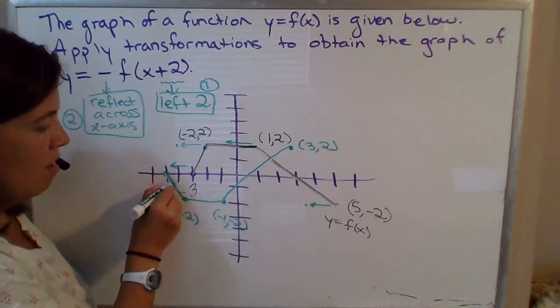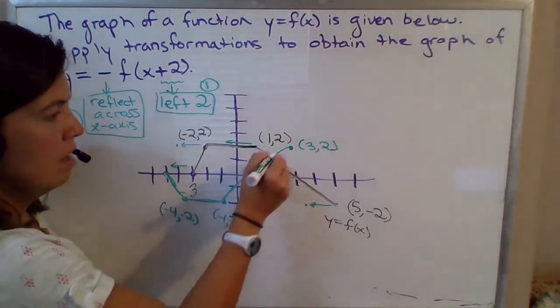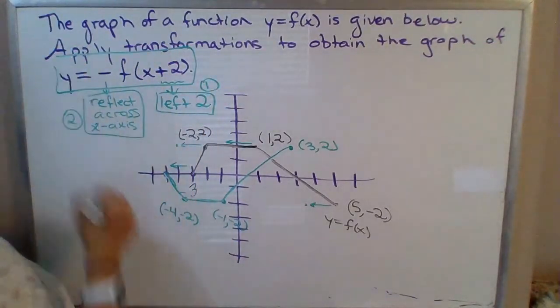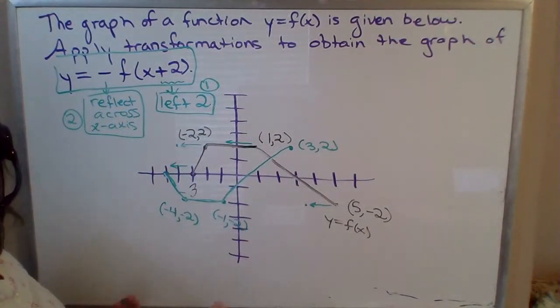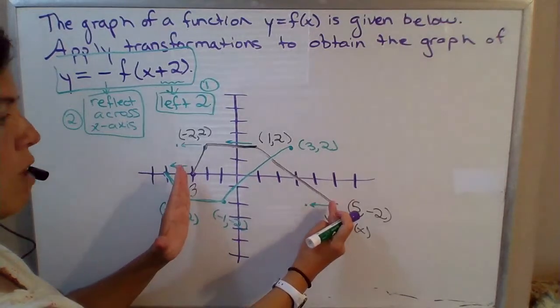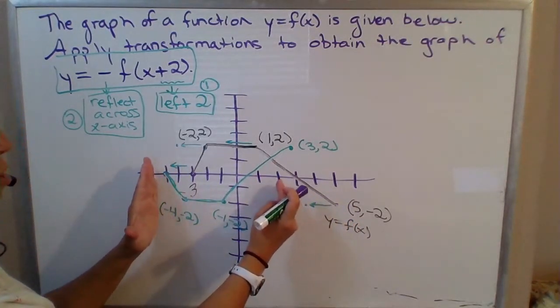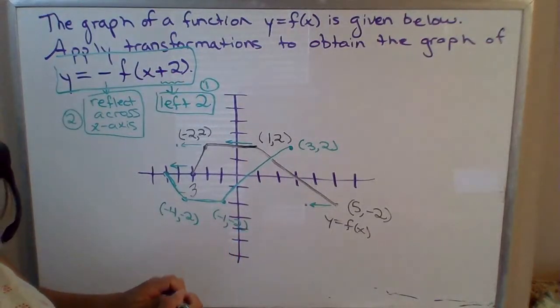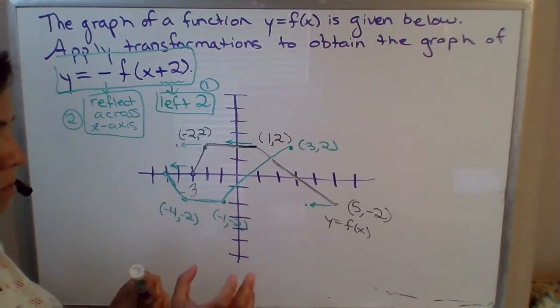And so this graph in green is the graph of this equation here. Notice that overall, when you take a step back, it should look like we took this graph in black, shifted it left 2, and then flipped it over the x-axis. And that is overall what looks like happened here.